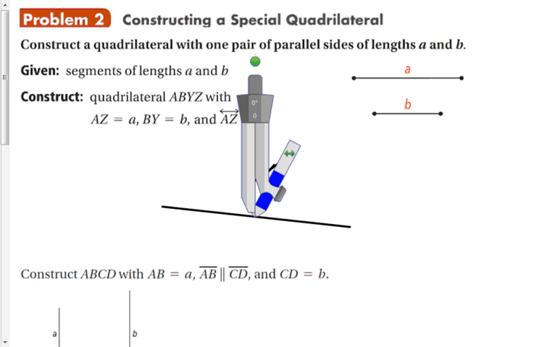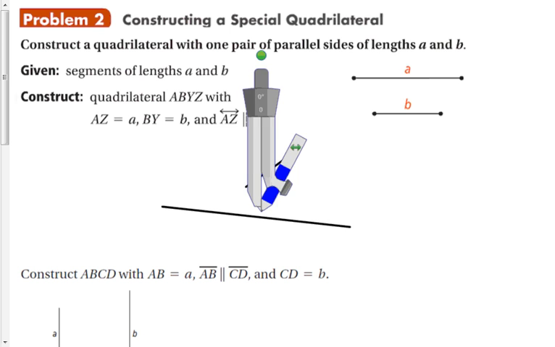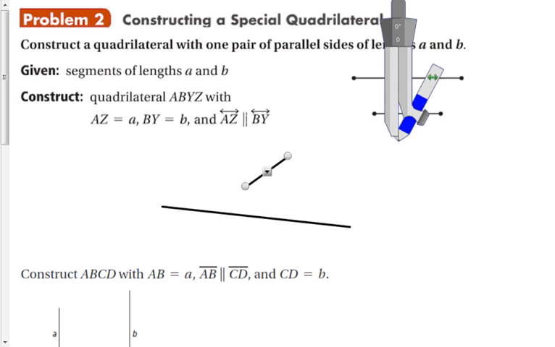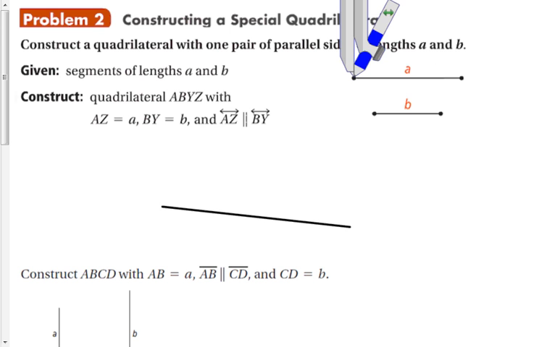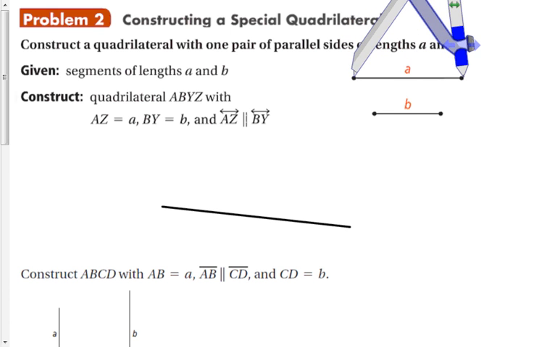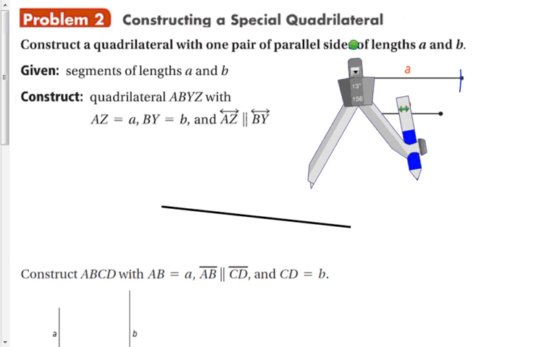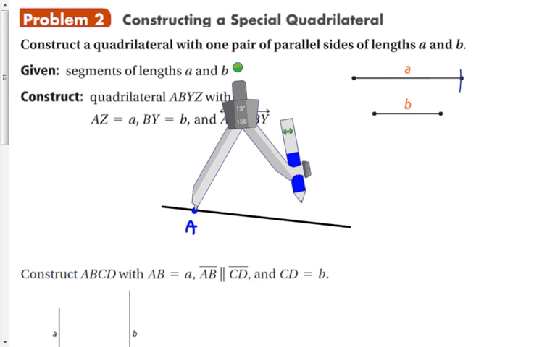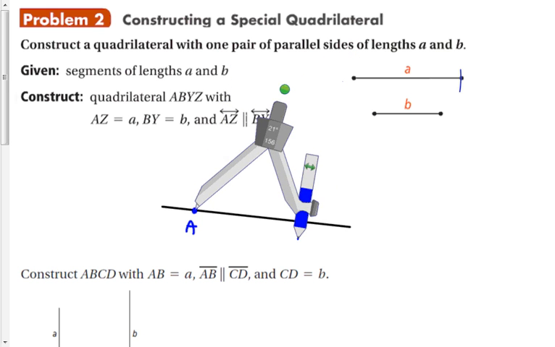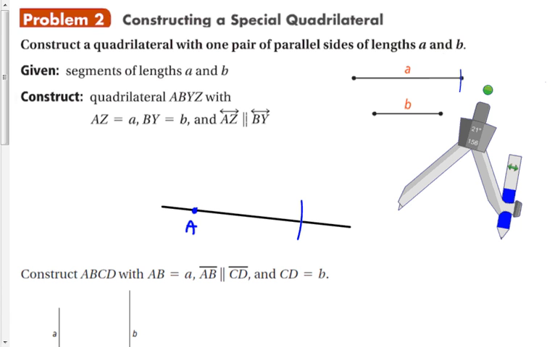So all I have to do to do that is measure that line. Measure length A using my compass. I have that length now. And let's put a point on here to start from, and that's going to be point A. And then I'm going to use that same measurement with my compass to get point Z.